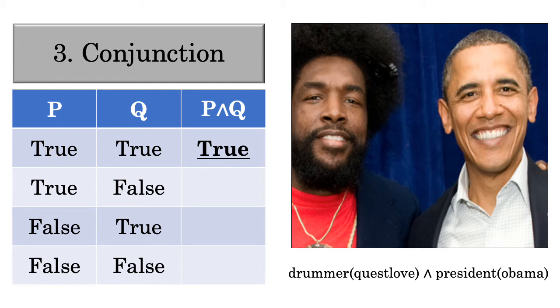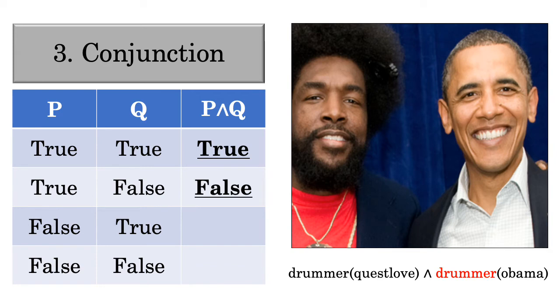Now when P is true and Q is true, then the whole conjunction, P and Q, is true. This is exactly what we see in this example. Questlove is a drummer, that part's true. Obama is a president, that part's true. So the conjunction, Questlove is a drummer and Obama is a president, is true as a complex statement.